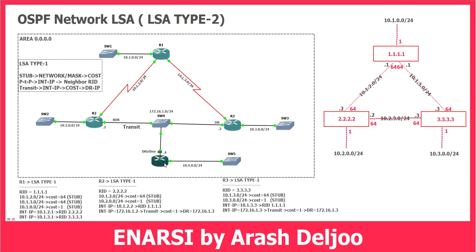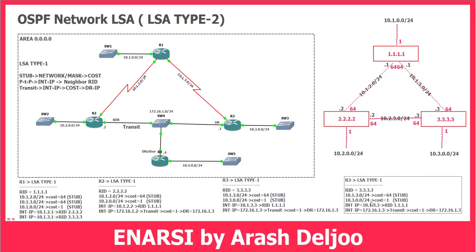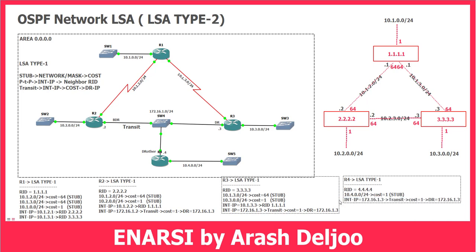Now we have router 4. Router 4 should send its LSA type 1. This is the LSA type 1 of router 4. My RID is quad 4, and I have connectivity to 10.4.0/24 with the cost of 1. This is my stub network. Also, with the interface IP of 172.16.1.4, I have connectivity to the transit network with the cost of 1, and the DR IP address is 172.16.1.3.